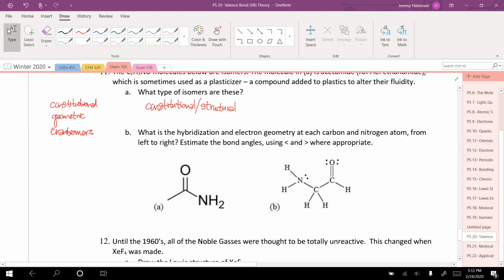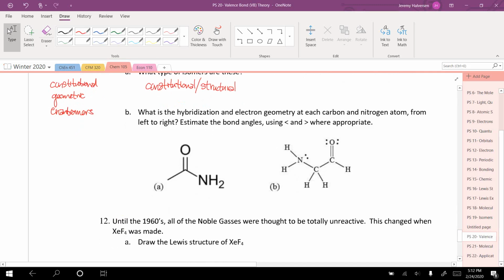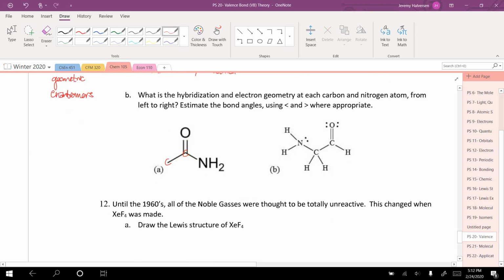What is the hybridization and the electron geometry of each carbon and nitrogen atom, from left to right? All right, so we've got carbon there, carbon, nitrogen. Remember, this carbon has 3 hydrogens on it. So the hybridization there is sp3, and the shape around that is tetrahedral. This guy has a steric number of 3, so sp2, and that's going to make it trigonal planar. And this nitrogen has 3 bonds and also has a lone pair on it, so that's going to make it sp3. Tetrahedral with 1 lone pair is trigonal pyramidal. That's not how you spell it. Pyramidal.